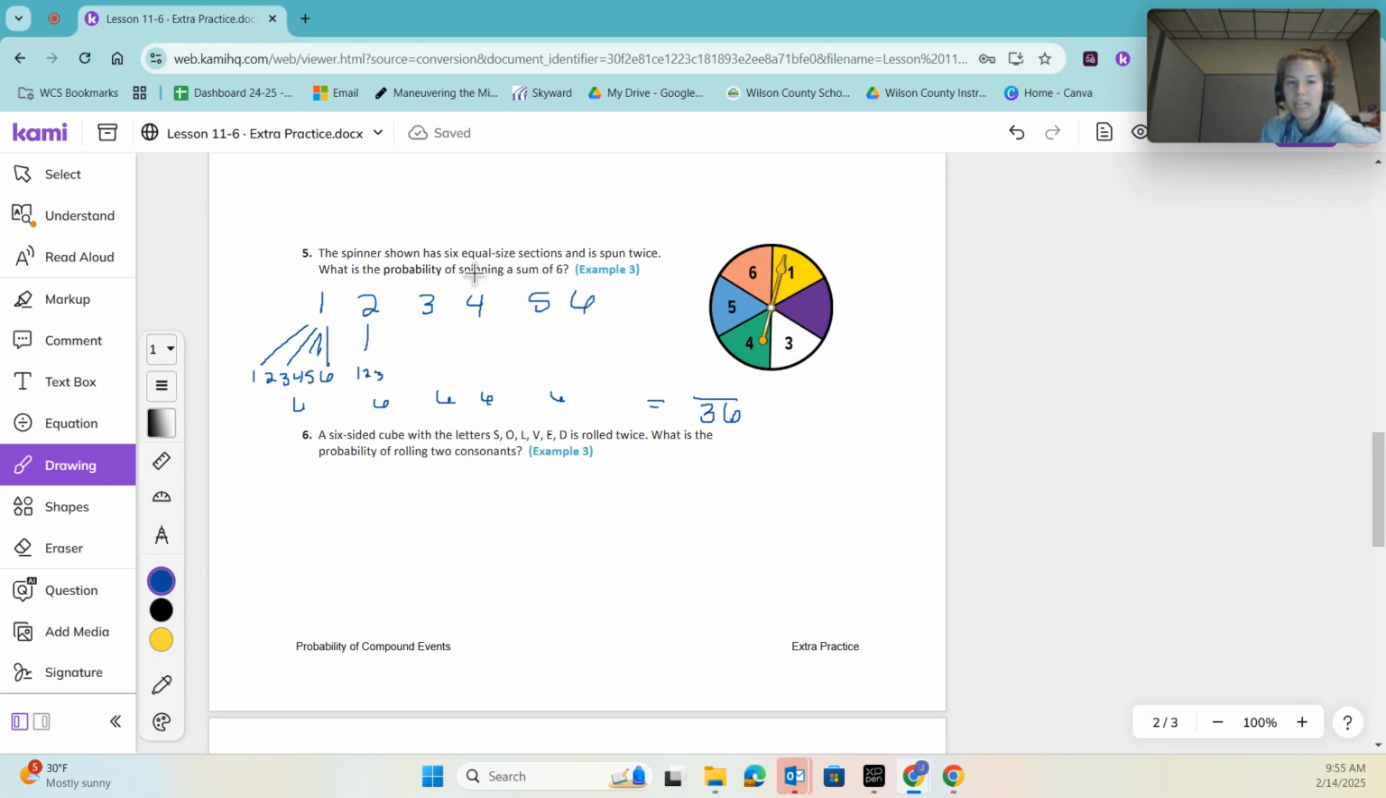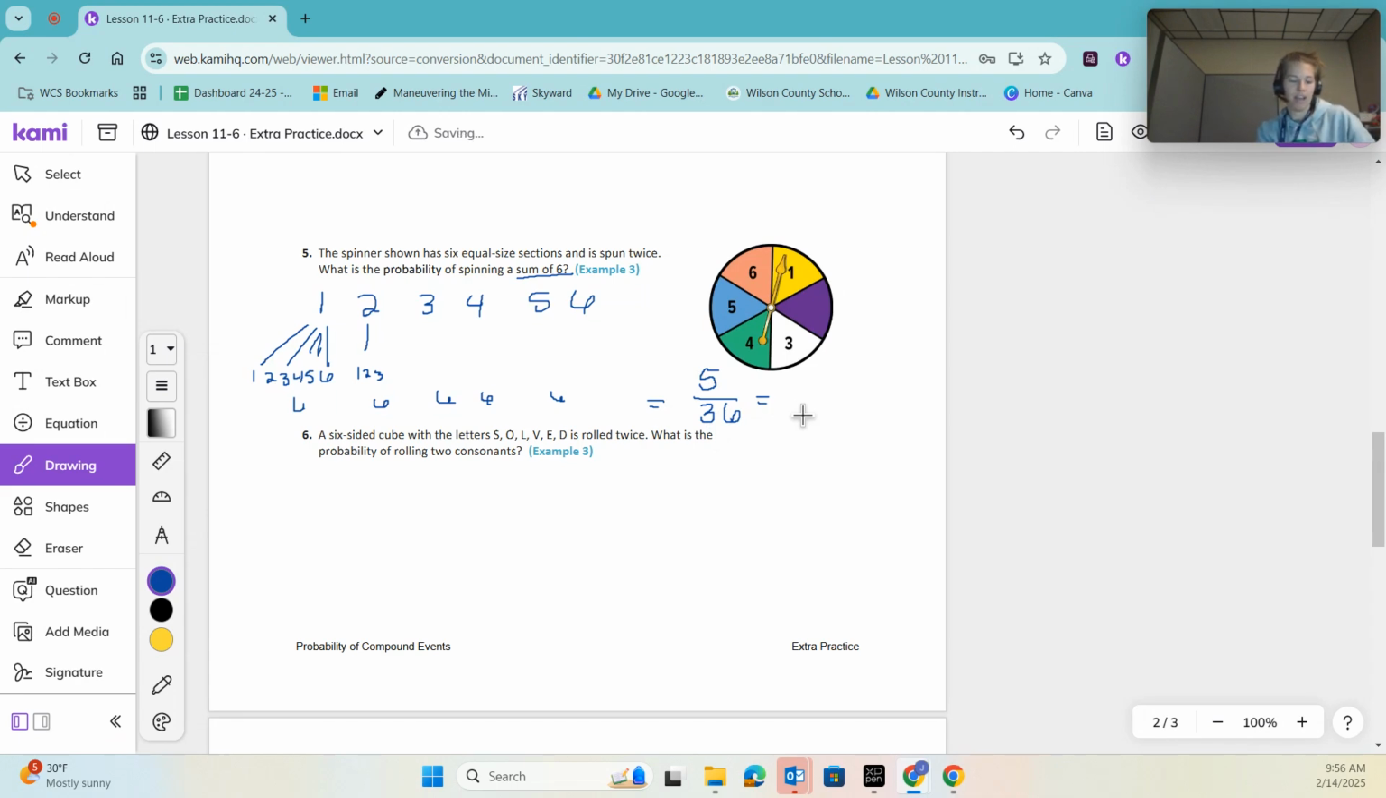All right, now it says what is the probability of a sum of 6? Well, the 1 and the 5 make a 6, so there's one here. The 2 and the 4 make a sum of 6, so there's one option here. 3 and 3 would make a 6. 4 and 2 would make a 6, and 5 and 1 would make a 6. 6 can't be rolled with anything to equal 6, so there are 5 total choices, okay?